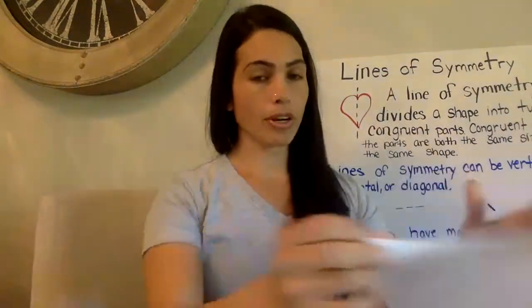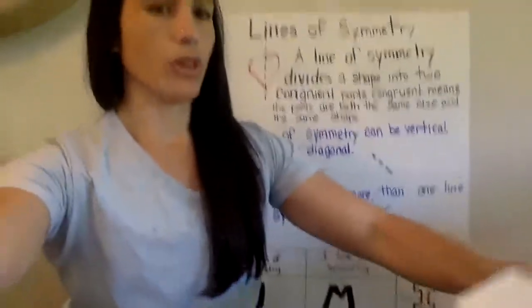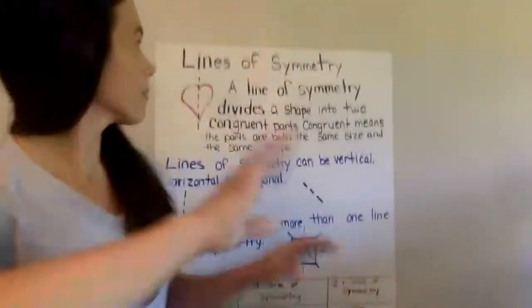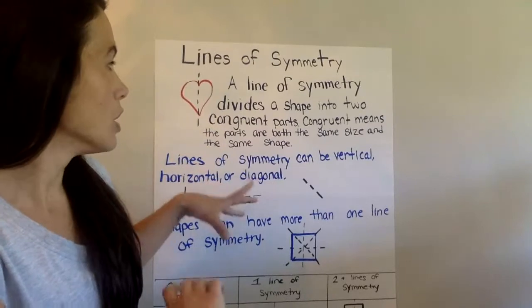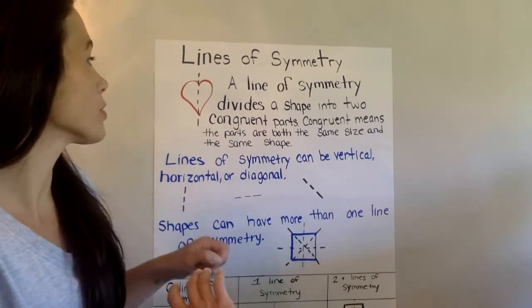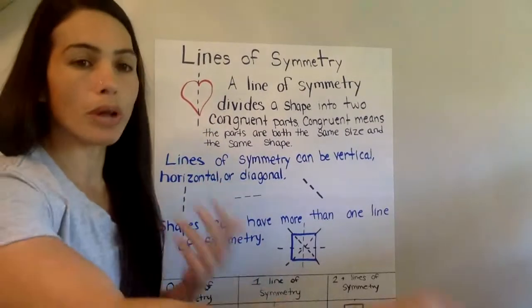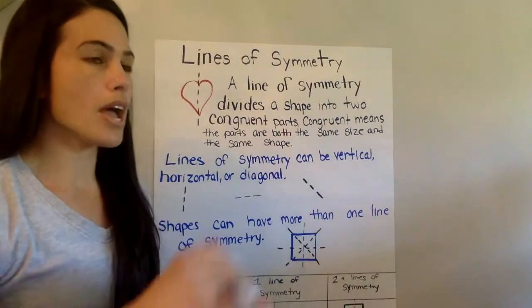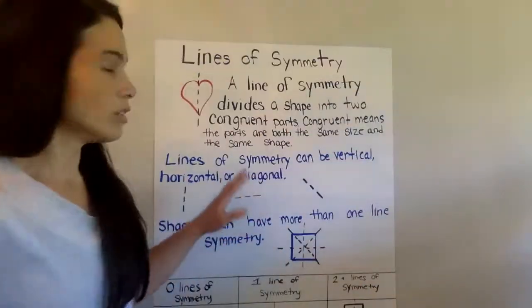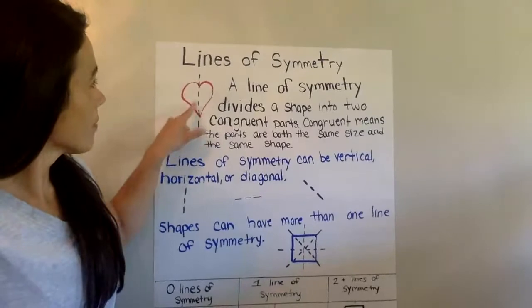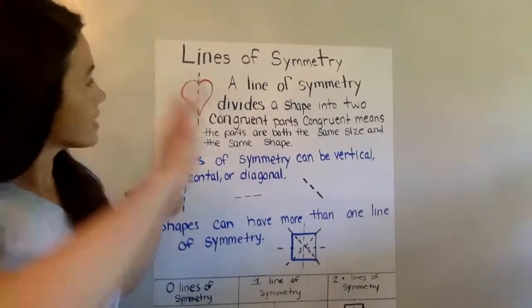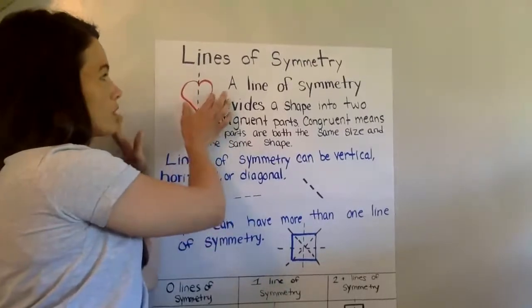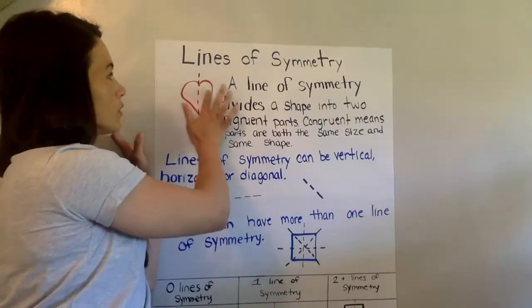So now we're going to go into a line of symmetry. So move this here. A line of symmetry divides a shape into two congruent parts. So what congruent means is that the parts are both the same size and the same shape. So what I just showed you with the paper, that both sides are the same. So if you notice, I have this heart. And then you see the line down the middle, that's the line of symmetry. That means that this heart has symmetry, that if I was to fold this heart, both sides would be the same.